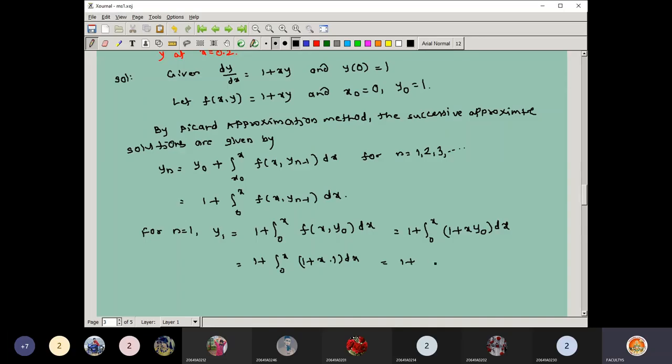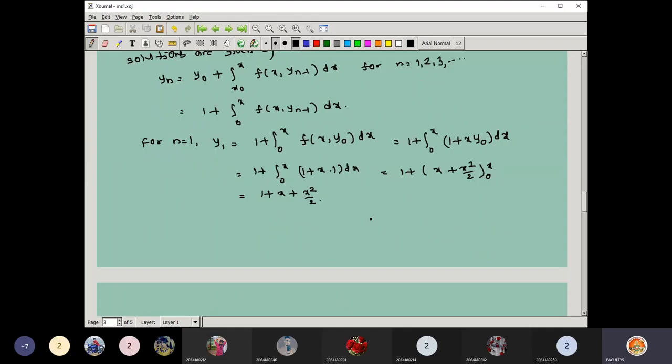So 1 plus, I am doing the integration. It is nothing but x plus x square by 2, the limits here 0 to x. Or I can write 1 plus x square by 2, upper limit only, and the lower limit is equal to 0. So first approximate is over. Go for the next. For n equal to 2, it is y2.